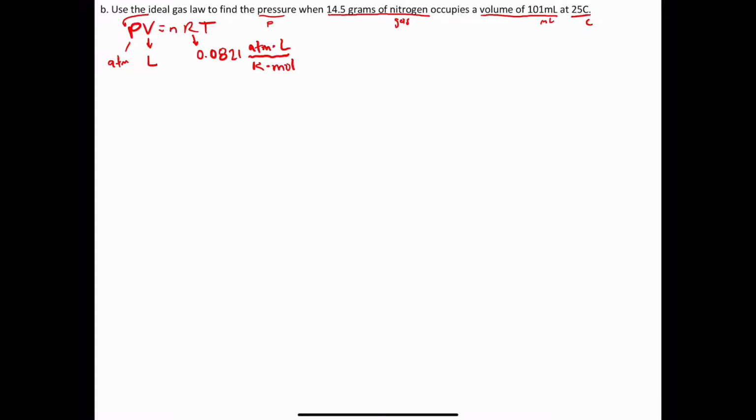So volume has to be liters. Atm has to be for the pressure. And then the n is moles, right? So this has to be moles. And T is temperature. But what unit? Kelvin. So now we know what everything has to be. Now we have to go through this problem and convert everything that's not what it needs to be.